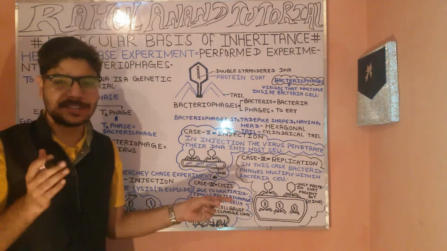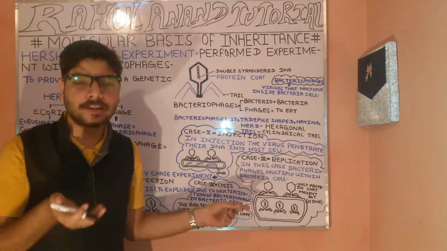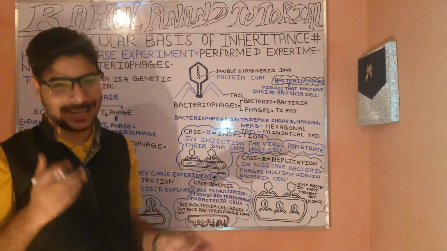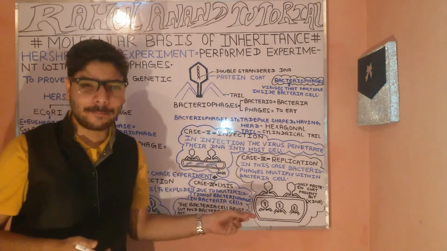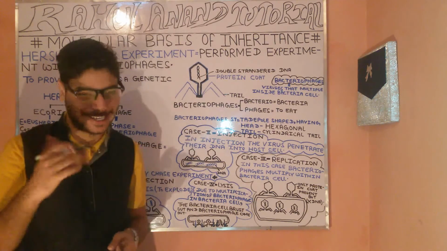Fine. In the case of the replication, what will occur? The bacteriophage will start to multiply. Where? It will start to multiply as well as replicate inside the bacterial cell, or rather the host cell. Why is it so? This is because of the DNA.